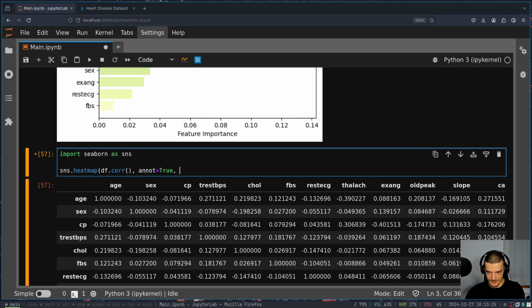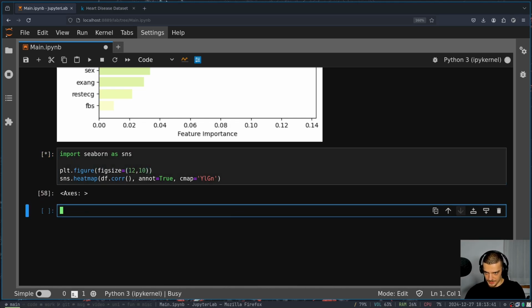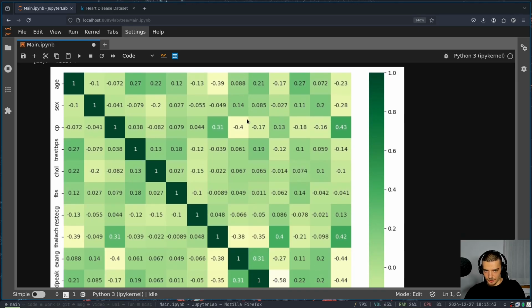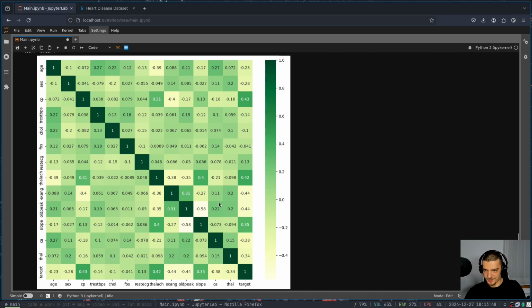So I want to see the values inside of the heat map. I want to also have the same color map as before, which is yellow, green. And I want to say plt.figure figsize is going to be equal to (12, 10). And then we can see that these are the correlations before we do any training. So this is just how the data correlates.